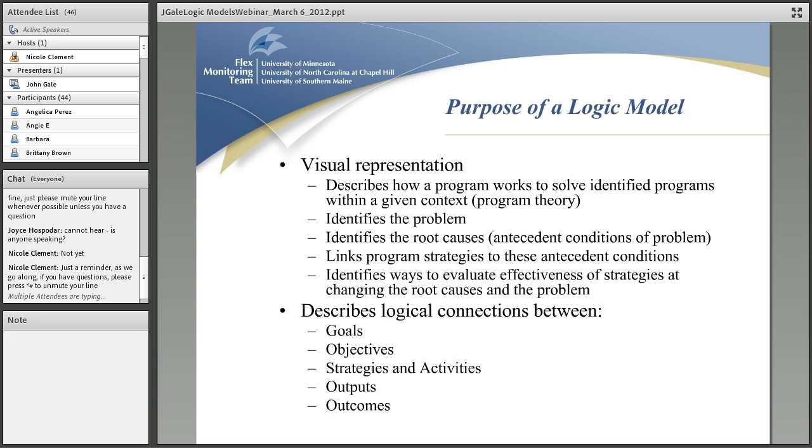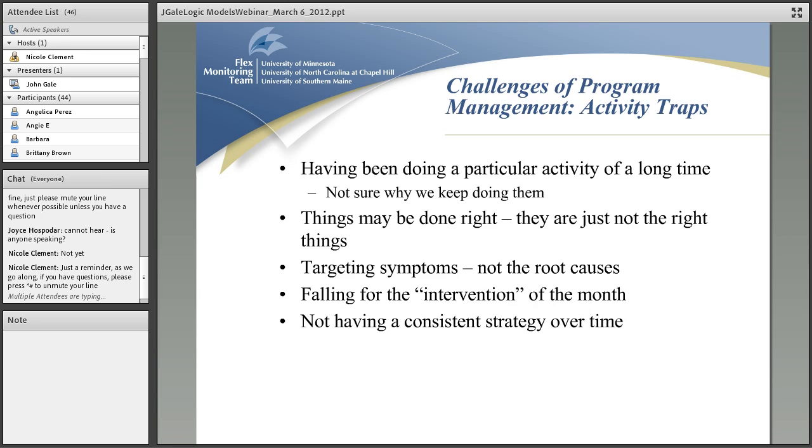As I mentioned, it's a visual representation. And this is the piece that I think is the most critical, as I've mentioned, is really describes how the program works to solve identified problems within a given context. It identifies the problems. You get to the root causes. You know, we look at a problem. We're concerned that quality may not be good in a certain hospital, or the financial stability of the hospitals in question. We don't know what causes that, so you just can't shotgun an approach to symptoms. You really need to think about what's driving the underlying problem. Then it links the program strategies and your activities to these conditions and root causes and helps you to evaluate the effectiveness. It really describes how your goals, objectives, strategies, activities, outputs, and outcomes roll up into a coherent whole.